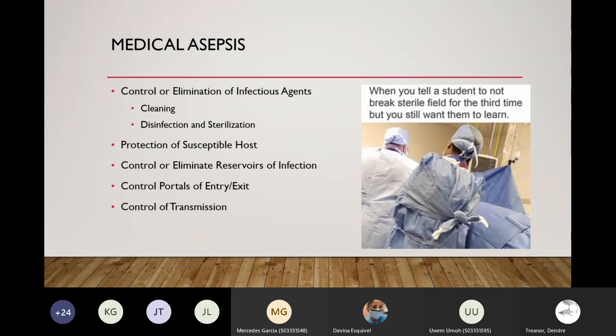Sterilization does eliminate or destroy all forms of microbial life, including spores. So spores you're going to see in Clostridium difficile or C. diff. That one has spores. Sterilization involves using steam, dry heat, hydrogen peroxide plasma, or ethylene oxide.